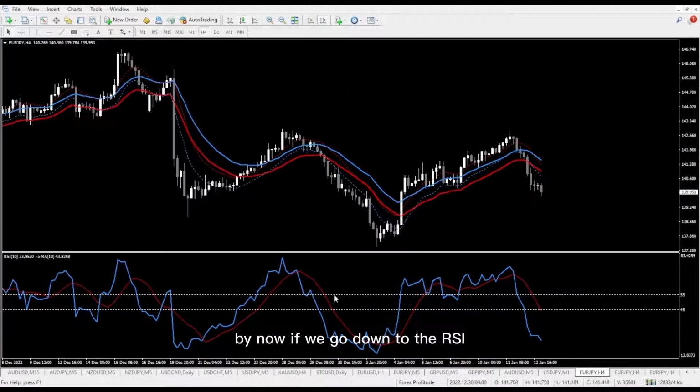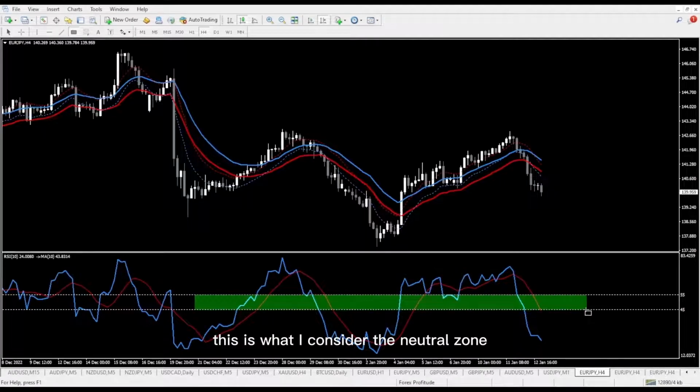Now, if we go down to the RSI, we're going to see that we have 2 lines instead of 1. Generally, the RSI has a center 50 level. And on this particular one, we've got 2 center lines. We've got a 55 and a 45. Now, this gap in between the 55 and the 45, this is what I consider the neutral zone.